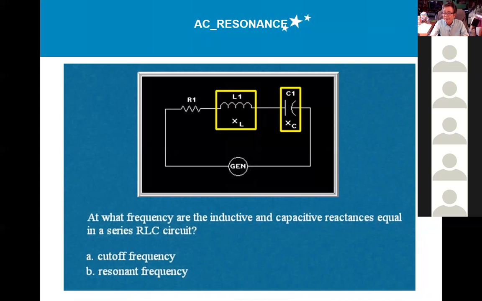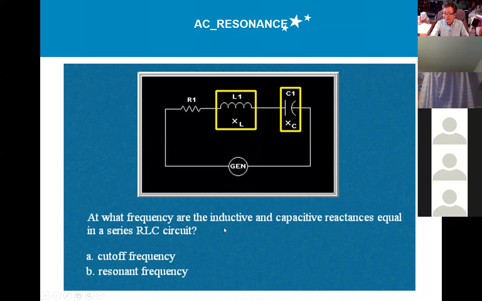At what frequency are the inductive and capacitive reactance equal in a series RLC circuit? A or B? B, resonant. The answer will be B.